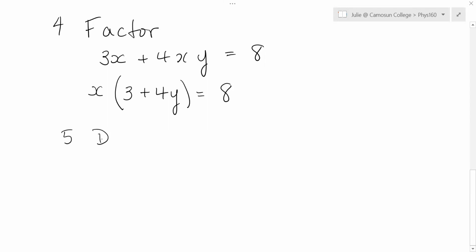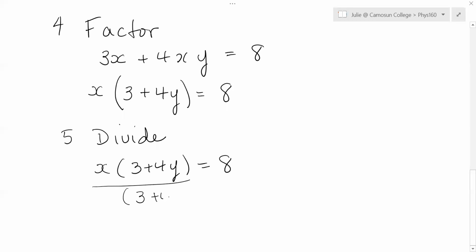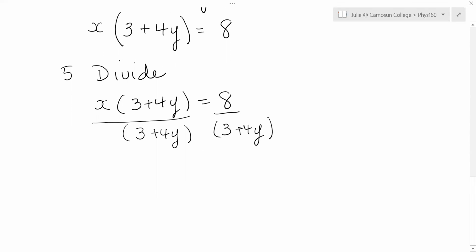And then the last thing is to divide. So, for example, if we just carried on with that one up top, if we had x times 3 plus 4y equaling 8, I need x by itself. So I'm going to divide both sides by 3 plus 4y. Remember, whatever you do to the left, you have to do to the right. And be careful about the difference between dividing and adding and subtracting. Because this is x times this thing in brackets, we divide. If it was x plus this thing in brackets, then I would subtract. But now this cancels, and this would be x equals 8 divided by 3 plus 4y. And you just would leave it like that.